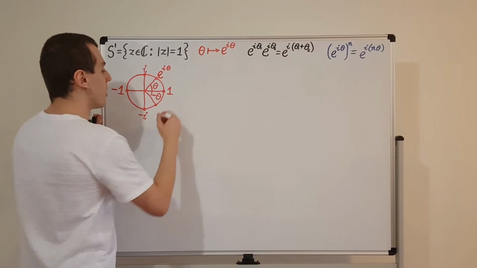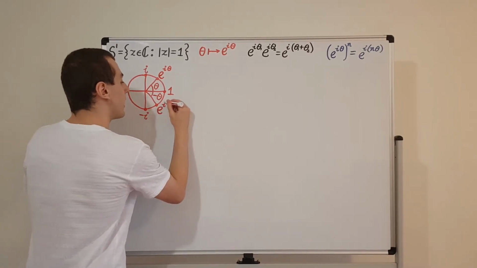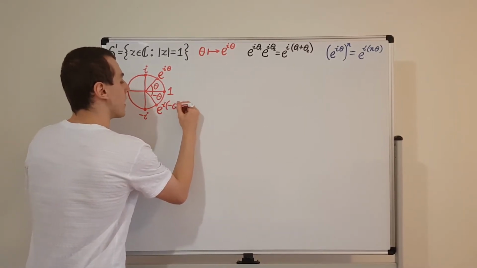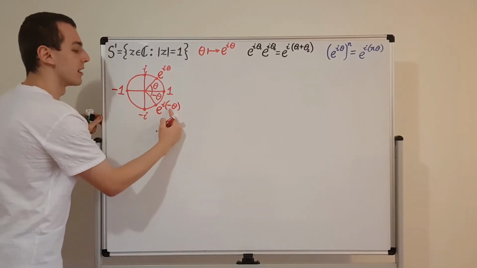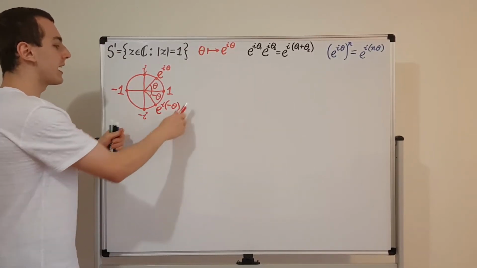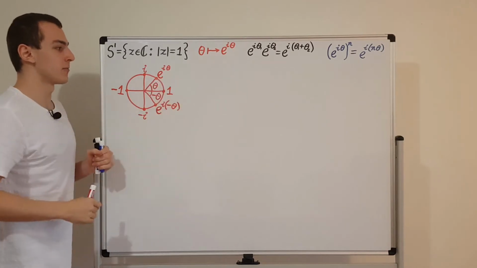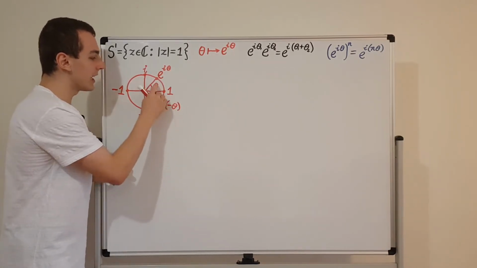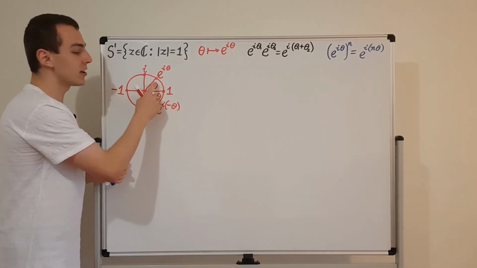And what about this point? Well, this is e to the i times minus theta. I'm explicitly putting minus theta inside some brackets. So this is actually going to be the inverse. The inverse of the angle is minus theta. Theta and minus theta are inverses of each other.